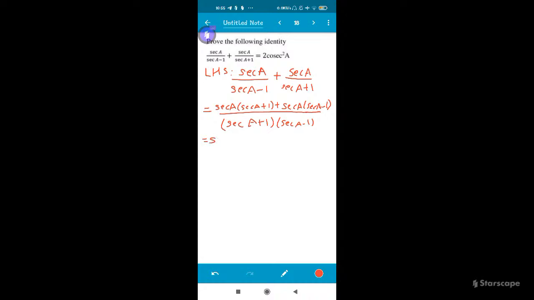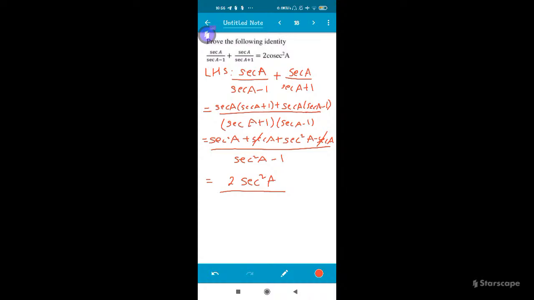So sec A into sec A is sec square A, then we have sec A plus sec A, plus again we have sec square A minus sec A minus sec A. And in the denominator we have A plus B into A minus B, so A square minus B square. So sec square A minus 1. So sec A and minus sec A is getting cancelled out. We are left with 2 sec square A.